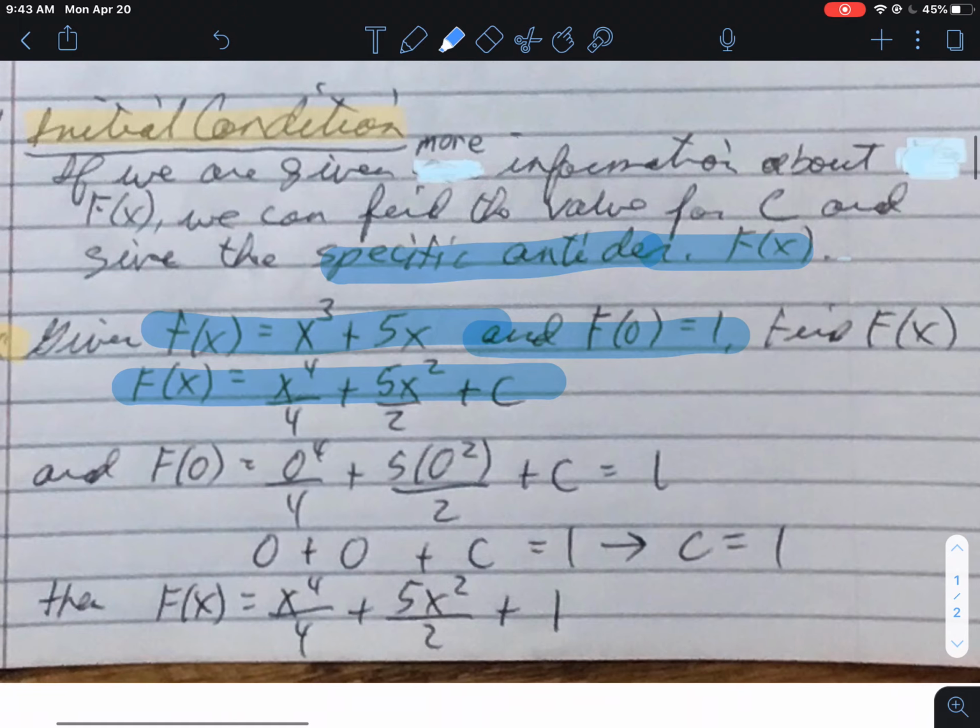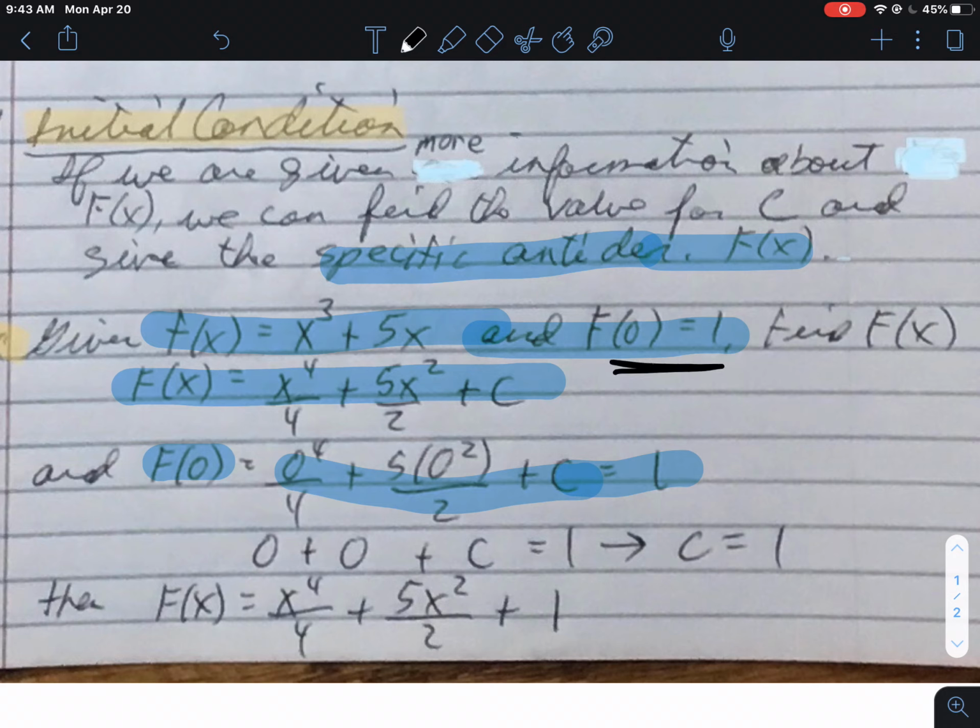But then we're given information about cap F. We know that cap F of 0. So I'm just going to plug 0 into cap F that we just found. 0 to the 4th over 4 plus 5 times 0 squared over 2 plus c. We're told that that's equal to 1. And now what I've got is an equation that I can solve for c. Right? So that'll give us 0 plus 0 plus c equals 1, which means c equals 1 in this case. And then once you find your c value, then you can go back to your general antiderivative and simply plug it in.